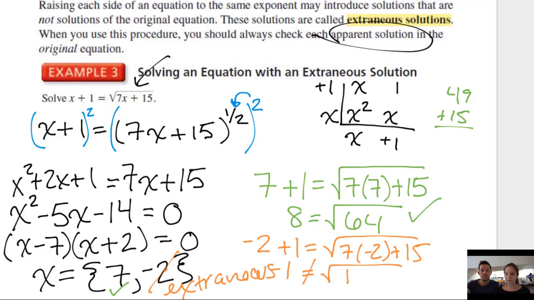You do not need to label it, which means there's no room for me to write the actual solution. It'll go up here. x equals 7.